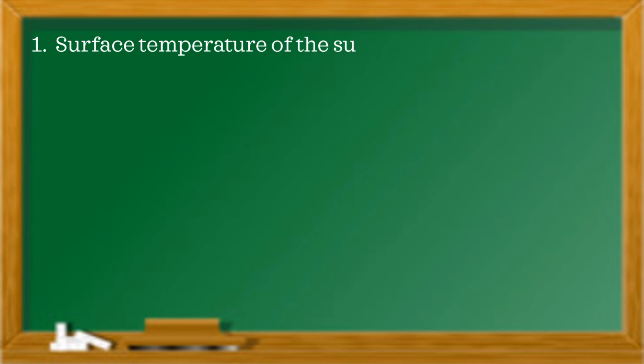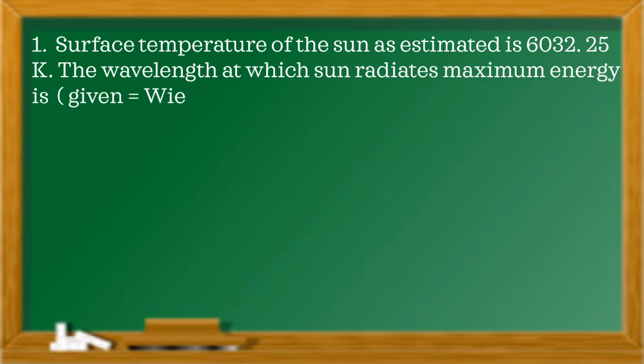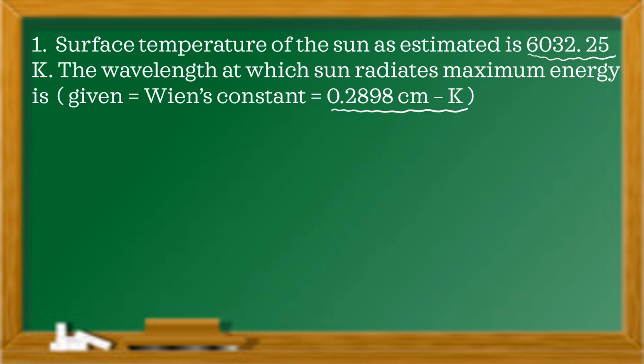The surface temperature of the sun is estimated as 6032.25 kelvins. The wavelength at which the sun radiates maximum energy is to be found. Wien's constant is equal to 0.2898 centimeter Kelvin. So in this question you have to calculate the wavelength at which the sun radiates maximum energy. The given surface temperature of the sun is 6032.25 kelvins and Wien's constant is 0.2898 centimeter Kelvin. Now let us go to the solution.